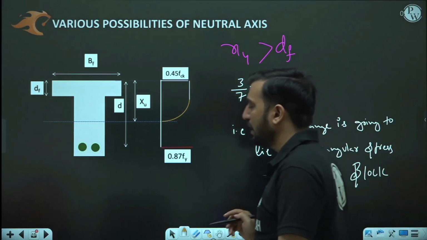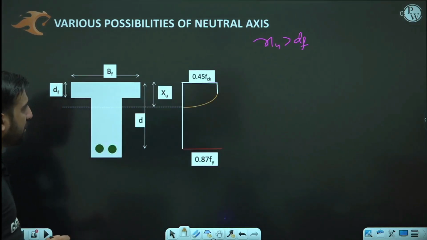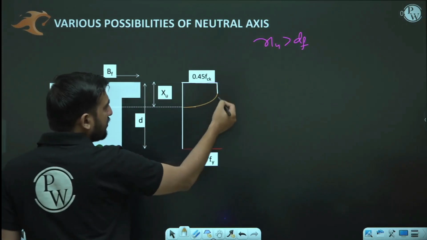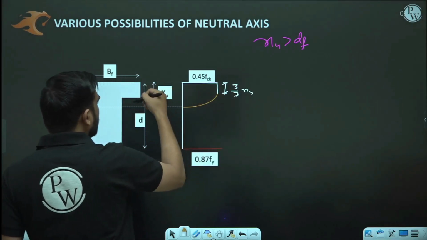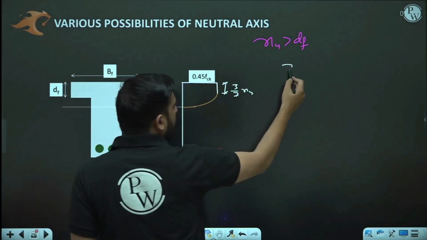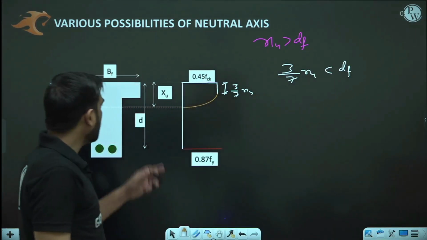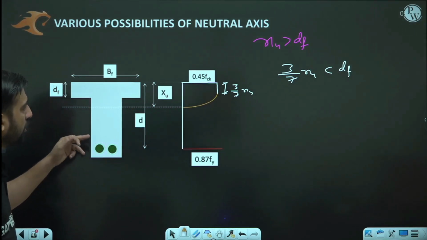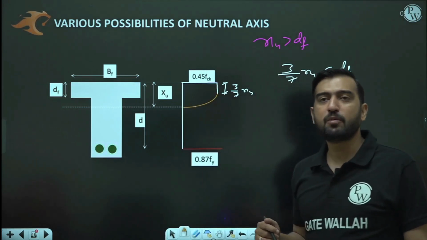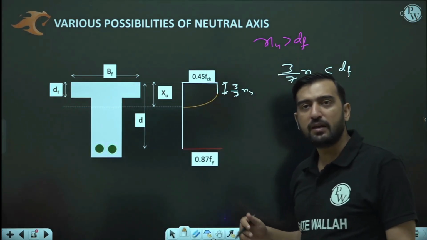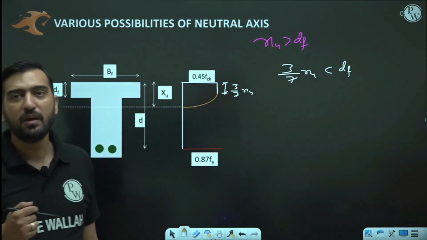So what can be the other complexity here? Another complexity may be when XU is again greater than DF, but what is happening here, you can see this is 3/7 of XU, and it is the depth of the flange, this one. So you can see that 3/7 of XU is lesser than DF. Means here this flange portion is going to fall partially under the rectangular zone and partially in the parabolic zone. Are you getting it or not? Here this flange is going to share both the stress variations, the constant one as well as the parabolic variation one.